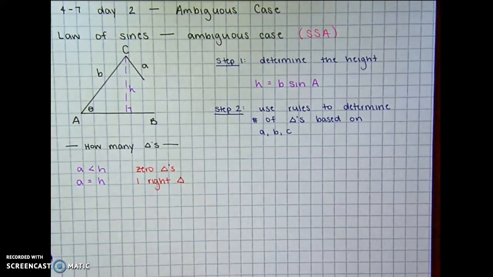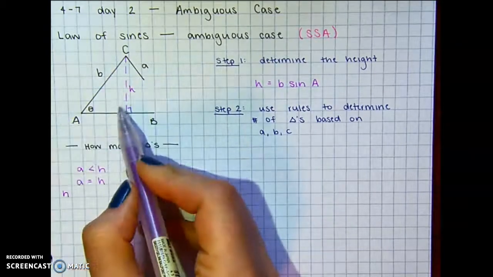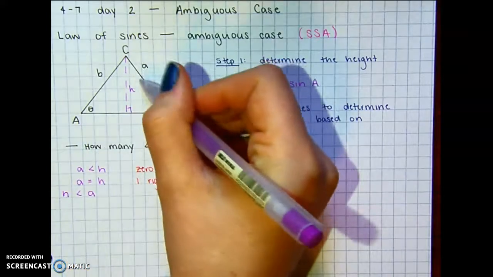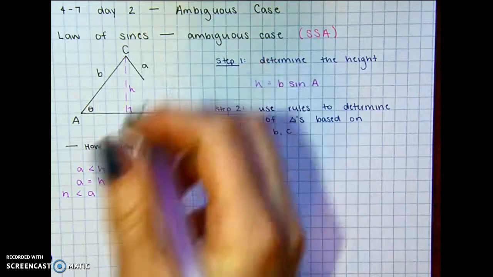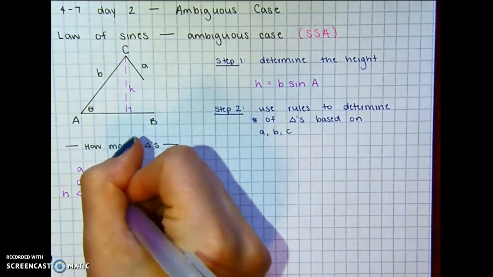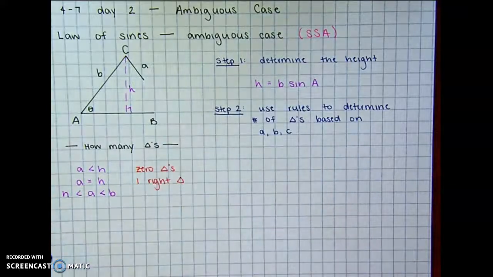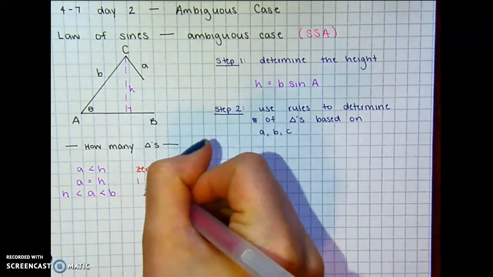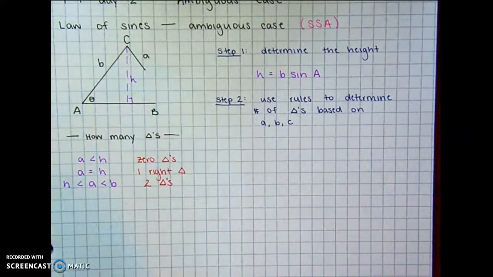If the height is smaller than A, right? So that means A is long enough to make a triangle, but A is smaller than B, then there's going to be two triangles. And this is when you're going to have to use the steps to solve for an ambiguous case, which we'll talk about in a couple minutes.